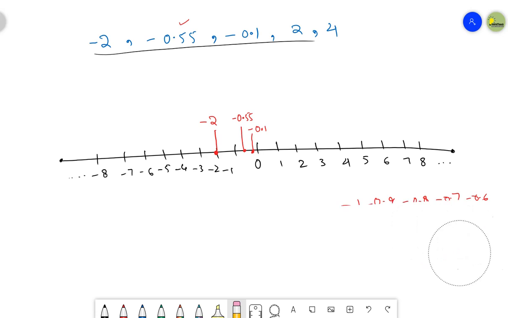Okay, now 2 and 4 are very easy to plot. Just find out where the 2 of the number line is, make a straight line and mark your 2 over here. Then for 4, do the same thing. Mark the dot where the 4 of the number line is already present and mark your 4 over here. So in this way, you need to do this question.